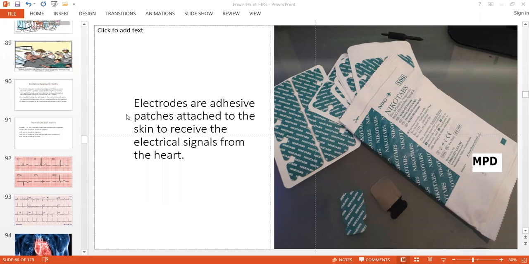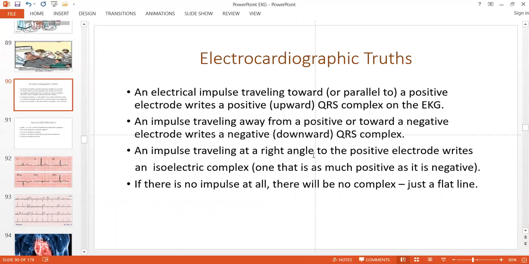Here we are for another lecture on lead morphology and placement. Today we're going to talk about the precordial leads, where they're located, the leads that are involved in the hexaxial diagram, and the leads that are involved in continuous monitoring. We're going to talk about the electrocardiographic truths and normal QRS deflection. So let's start with those electrocardiographic truths.